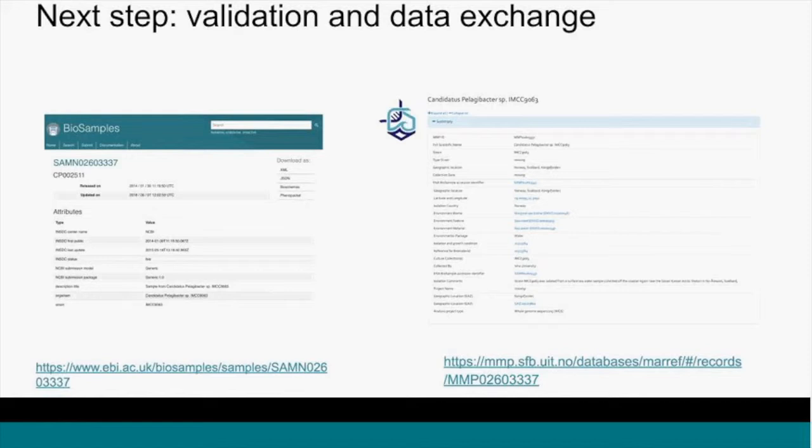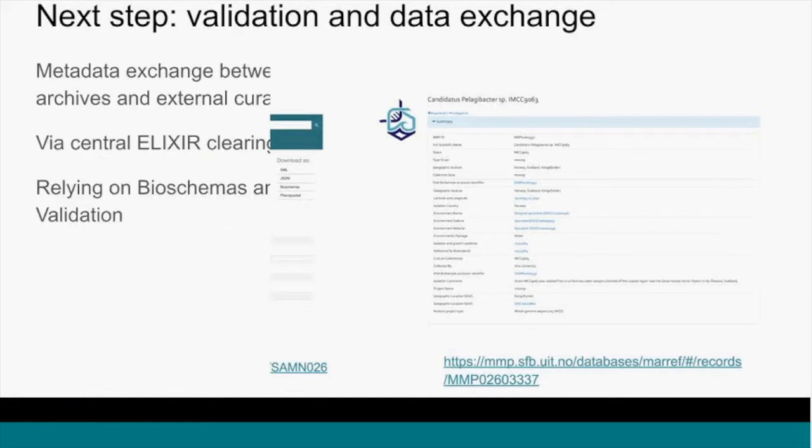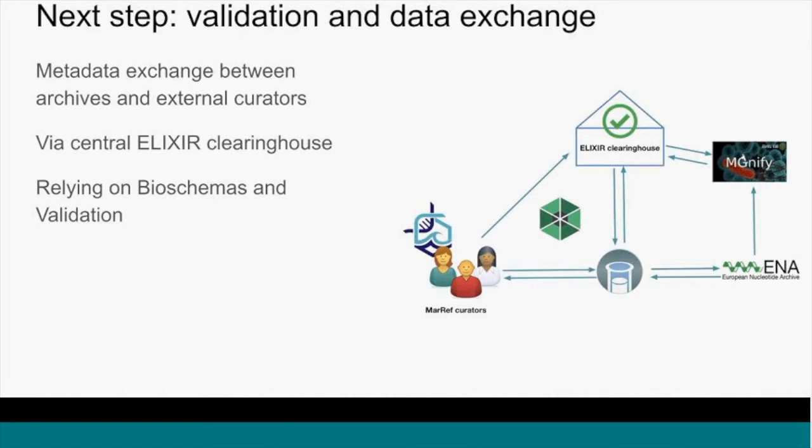And we're looking at building, on the next slide, that system for metadata exchange between the curator and the existing archive, with support from the ELIXIR Clearinghouse project and relying on another ELIXIR project, BioSchemas. And at each step, we would use the validation that we've developed. So the JSON schema-based validation in the case of BioSamples and the Clearinghouse, and also the BioSchemas-based validation that our colleague Alasdair has developed as part of this project.